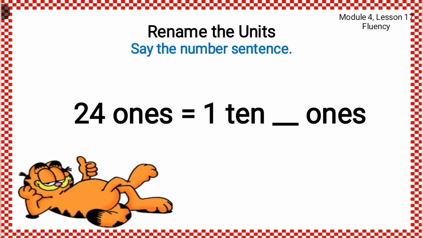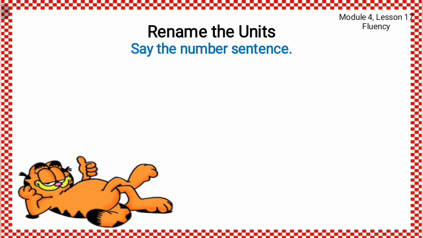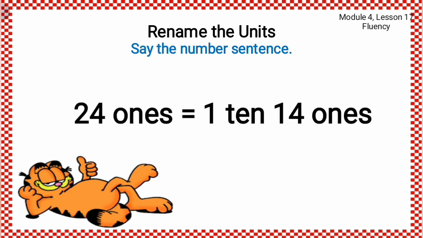Okay, now let's rename the units. All you need to do for me is to say the number sentence. Now I have 24 ones. That's 1 ten and how many ones? Well, that's good. 1 ten and 14 ones. All right. So what should be my number sentence? Exactly. My number sentence should read 1 ten, 14 ones, which is 10 plus 14. So 10 plus 14 gives us 24.